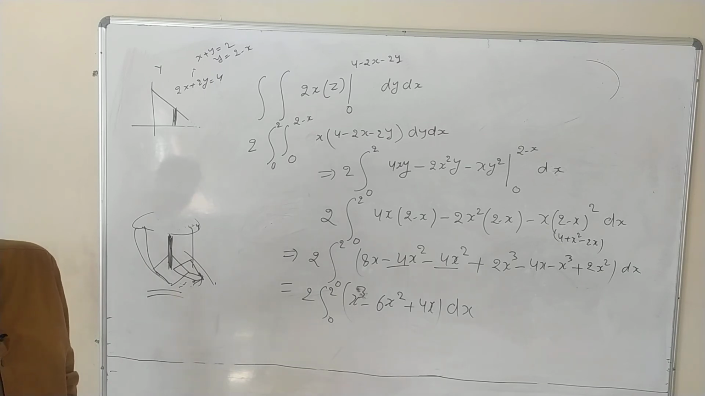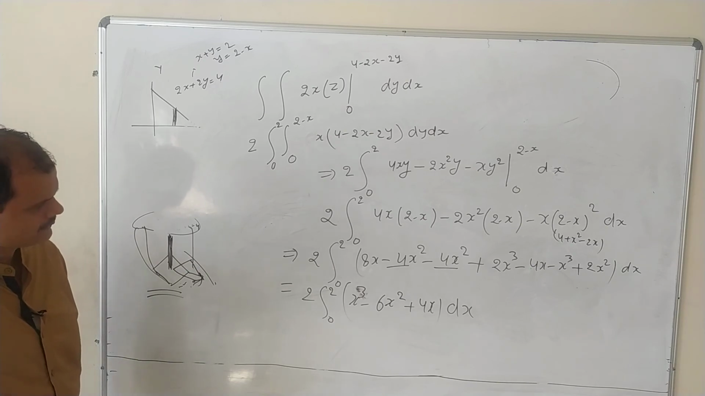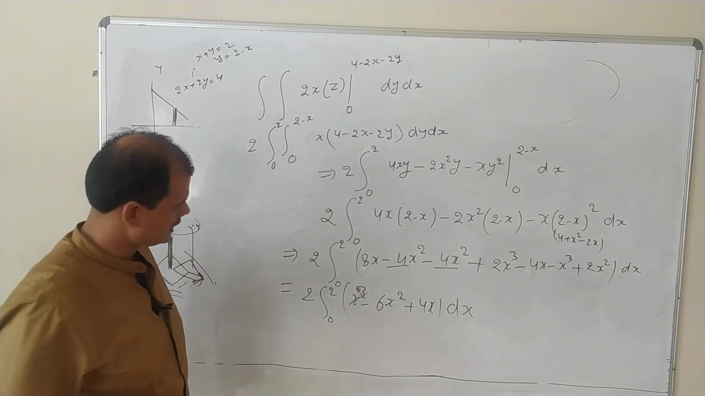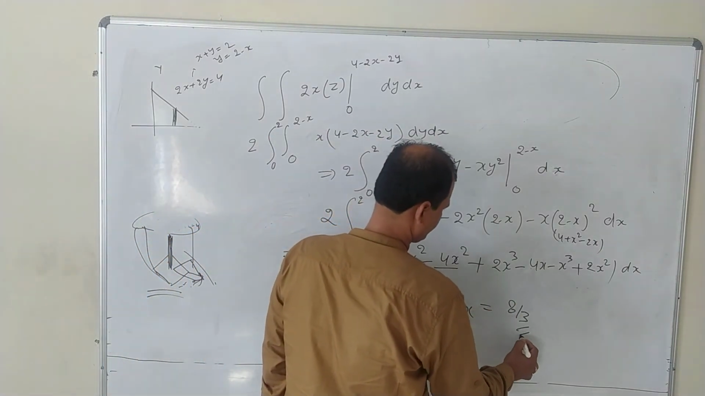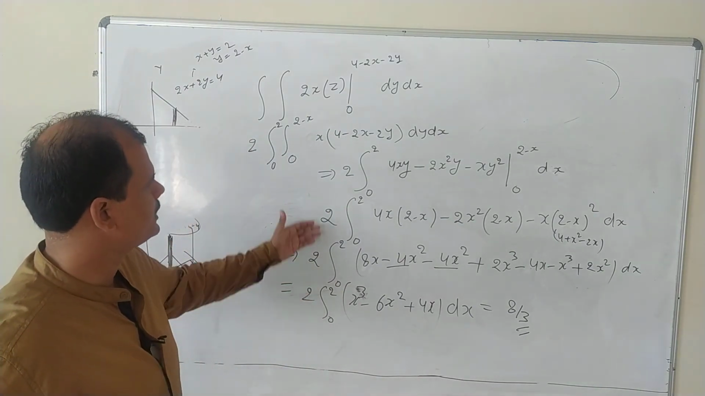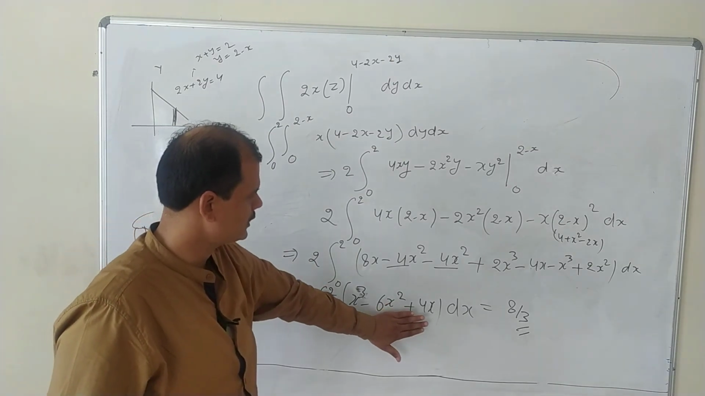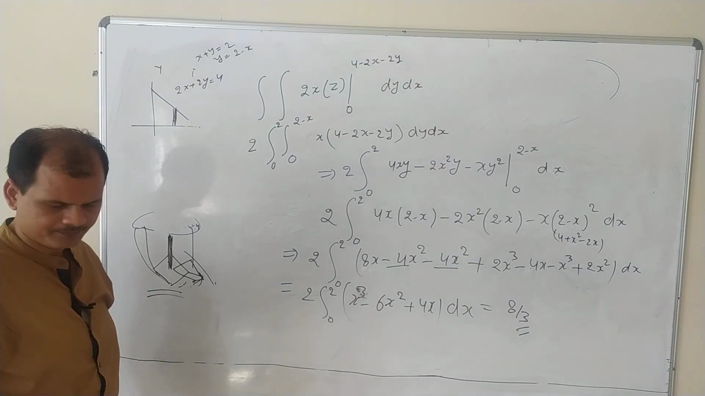Okay, so now we'll integrate this and get the answer. If you simplify, your answer will be 8 by 3. Now the single integration you can do, right? So I have simplified from the triple integration down to a single integration. This part is for you: you simplify and just check the answer. Are you getting 8 by 3?